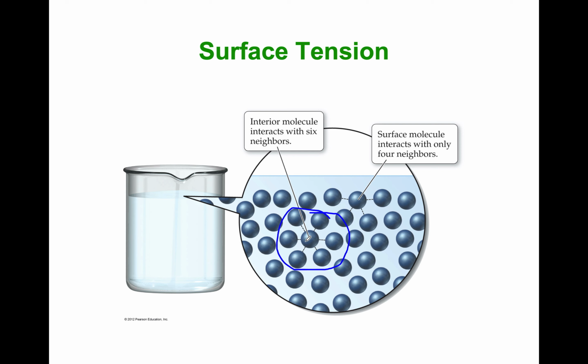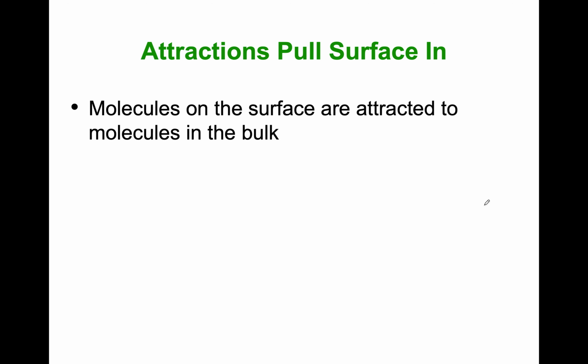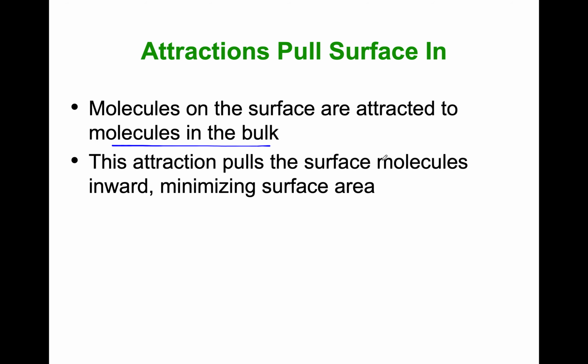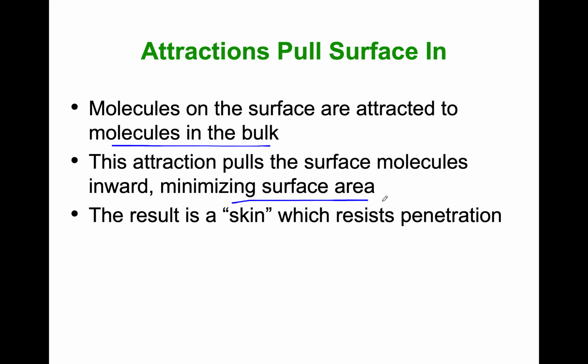Well, so I've circled this one and it's surrounded by 6 neighbors. Well, if we look at this one, it has a much different shape to it. That's only by 4 neighbors. Okay, so you can see now the tension, the pulling, where it's going is different than the one over here on the 6. So molecules on the surface are attracted to the molecules in the bulk. That's the pulling, that's what's going on, and it pulls the surface molecules inward and it minimizes surface area. Okay, that's the result of this skin that I'm mentioning.